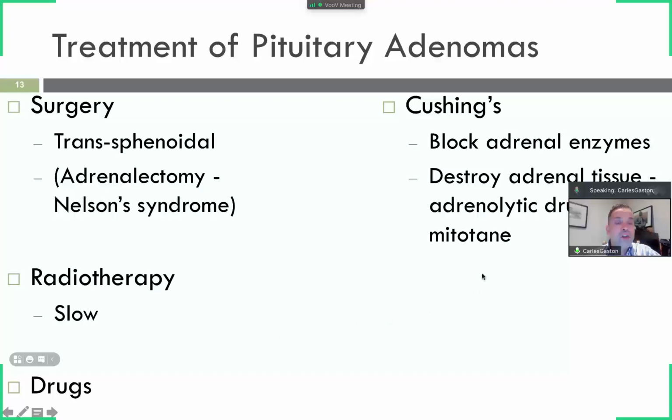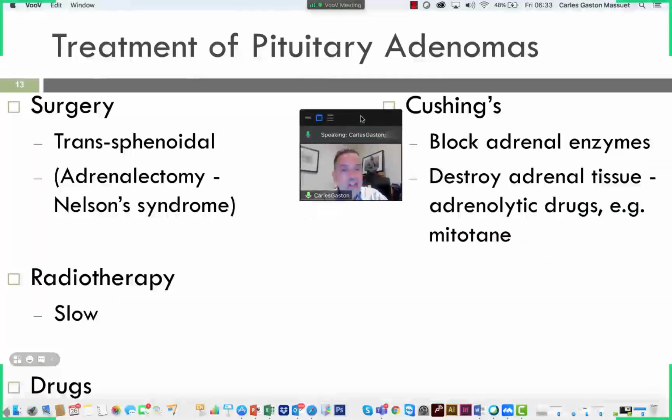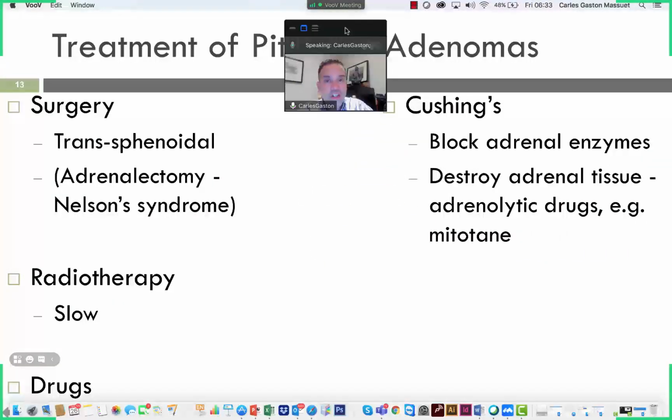Or because the tissue, like adrenal glands, overproduces too much cortisol, there is the possibility to destroy the adrenal tissue using adrenalectomy. Or drugs that actually affect the secretion of adrenal hormones, such as adrenolytic drugs like mitotane.